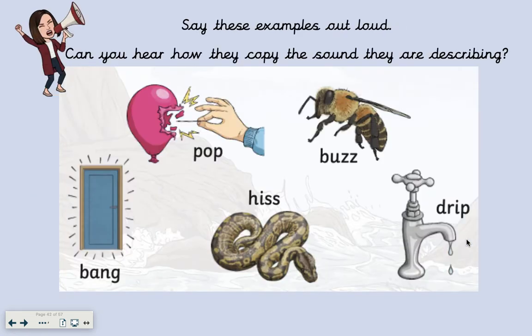So, for example, I want you to say these examples out loud. So we've got pop, bang, hiss, buzz, and drip. So you can hear how the words copy the sound that they are making. Okay? So if you have a look at those ones, say them out loud for me and see if you can hear them when you say it.